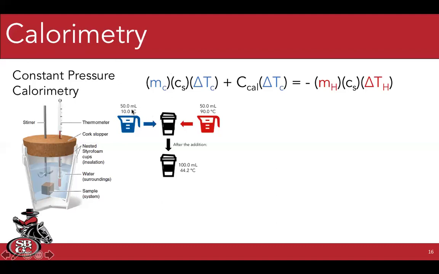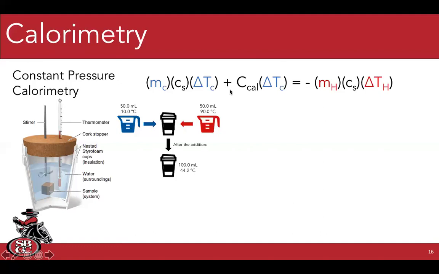So we're going to add 50 mils, or we'll use the density. This is just a generic example, and then I'm going to show you exactly what it looks like in the lab. So we're going to add 50 grams or 50 mils. We'll say 1 gram per mil, the density of water tonight throughout these experiments. So we have the mass of the cold water, and we know its initial temperature, 10 degrees C.